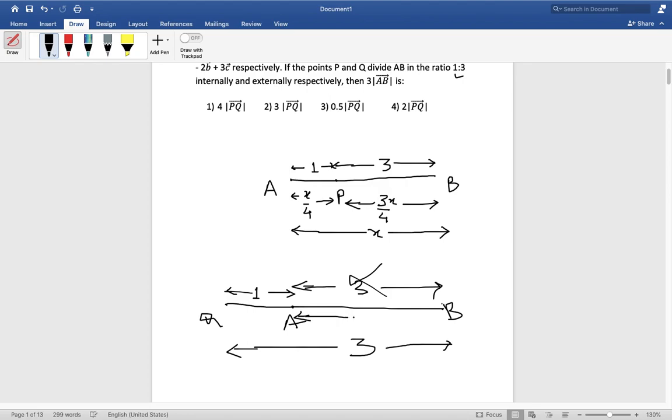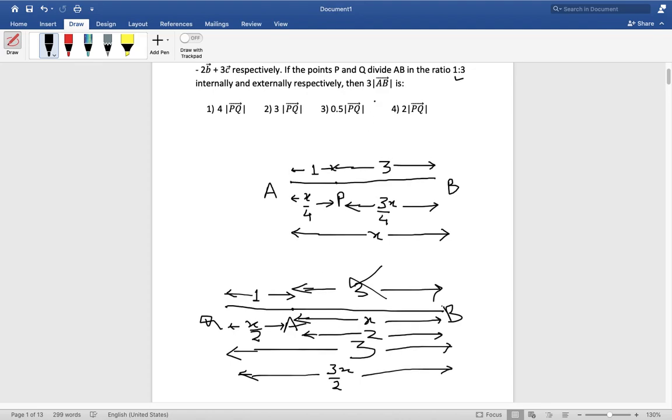Now we know this length is x. We have assumed AB as x. So this will be how many parts? 2 parts. 2 parts equals x, then 1 part will be equal to what? x by 2, right? So this is x by 2, and the whole of this will be 3x by 2. So x by 2 is to 3x by 2 is 1 is to 3. So our assumption is correct.